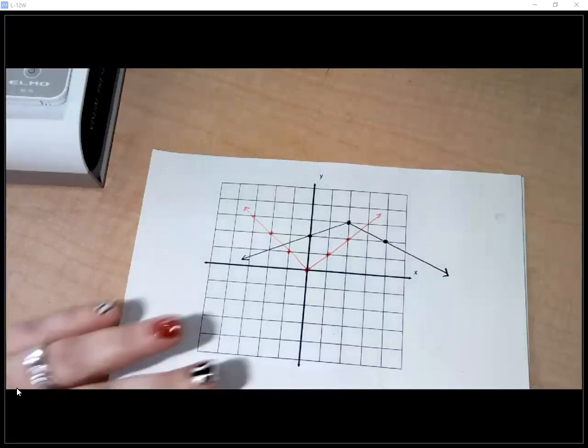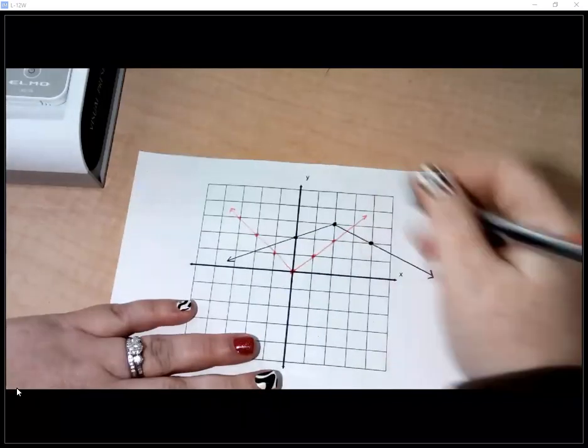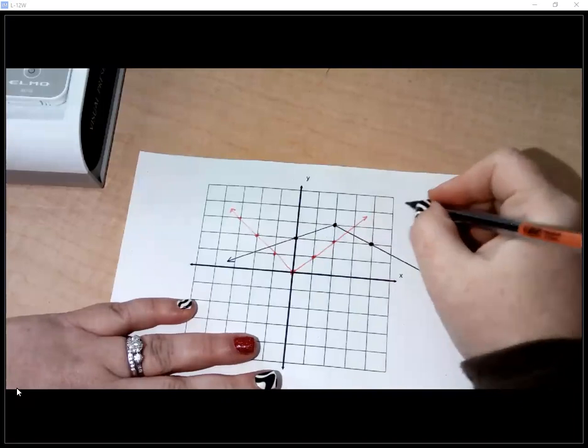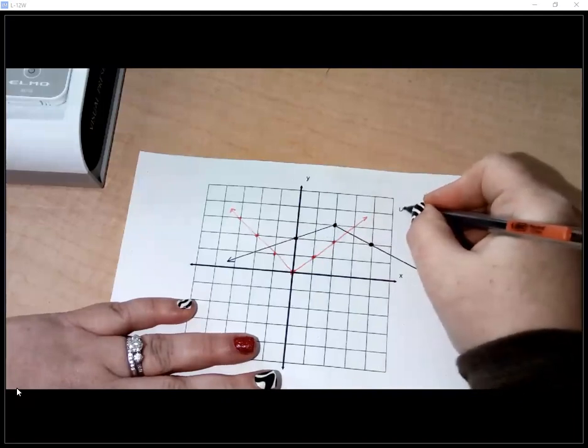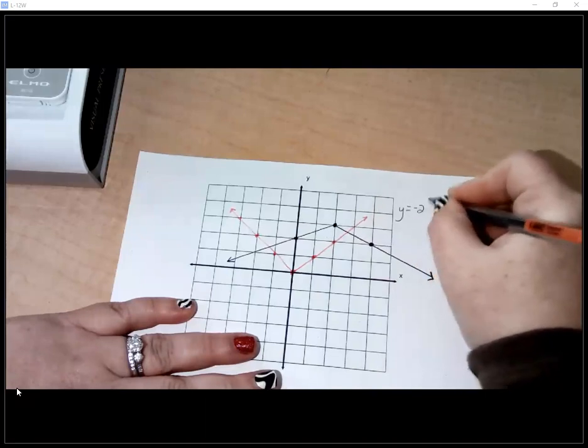Okay, I heard an answer floating around out there. Katie, go ahead. Yeah, go ahead. Wait, let me get my. I got -2 absolute value of x minus 2 plus 3.